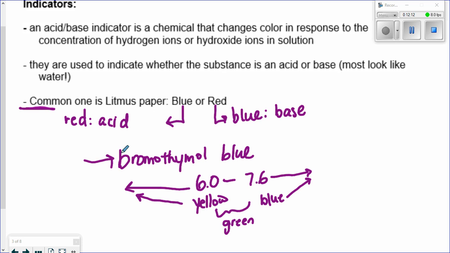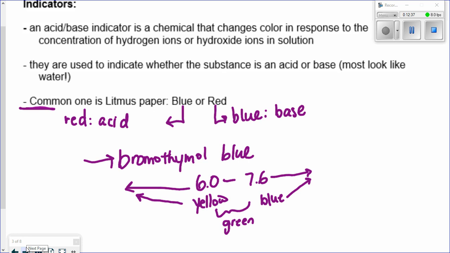These little strips of paper are super tiny, smaller than your pinky finger. They just tell us whether something's an acid or a base. But usually we're going to use both of them because if you dip red litmus in something and it stays red, you don't know if you have an acid or something that's neutral, so you need to do two of them.